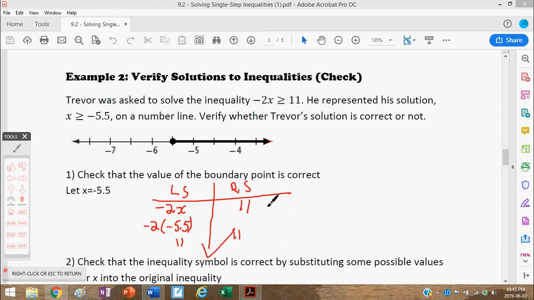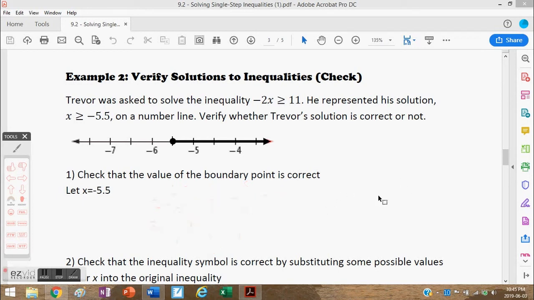11. Yay. Our boundary point is good. So we did the algebra part right anyways. We still don't know if the direction of the inequality is right, but we do know that the boundary point is correct. Okay, so that's checked.